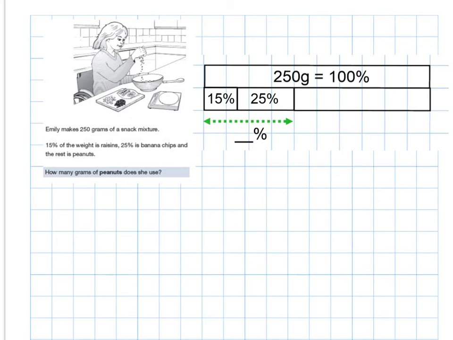And the last one now, we've got Emily again. She's making 250 grams of a snack mixture. I've represented that 250 grams with one big bar, because that's the total, that's the whole thing that she's making. 250 grams is 100% of her snack mixture. 15% of her snack mixture is raisins. 25% is banana chips. They go side by side because they're part of the one whole snack mix.